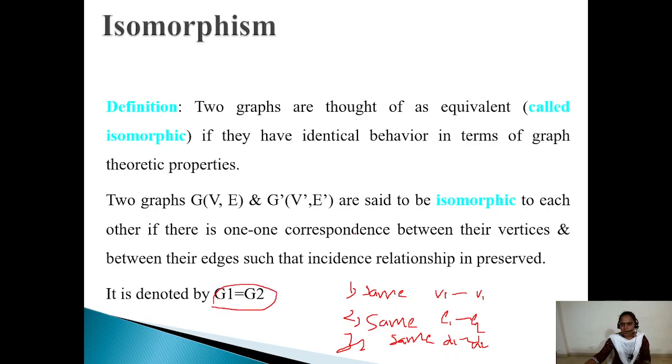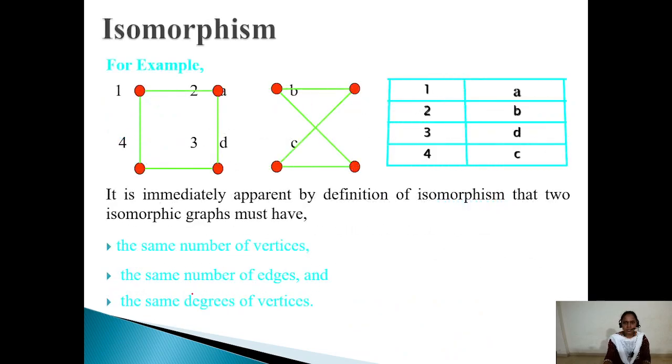Okay, there is a one to one correspondence between their vertices and between their edges, such that the incidence relation is preserved. It is denoted by G1 graph equal to G2 graph. See this example.